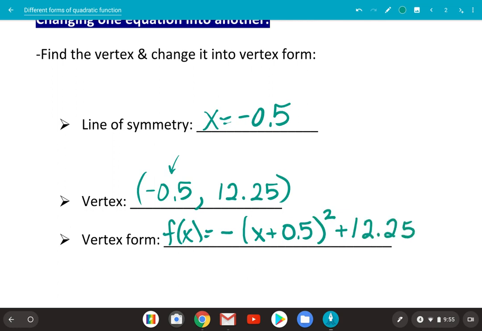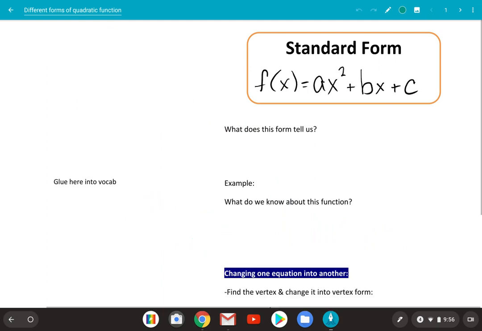And if we graph that, it would come out to be the exact same one. Okay? Makes it a lot easier for us. All right, the next one we're going to do is standard form.